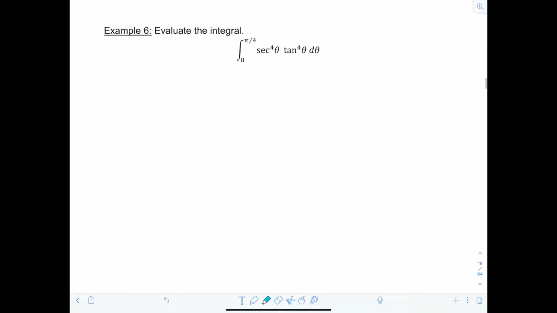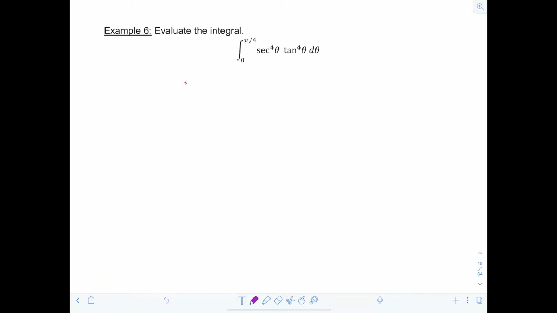Here we go. So let's evaluate the integral. We have the definite integral from 0 to pi over 4 of secant to the 4th theta times tangent to the 4th theta. So in this case, I only have one technique that I can apply because the exponent on secant is even, and that's it. So I'm going to take away or pluck off 2 of them.